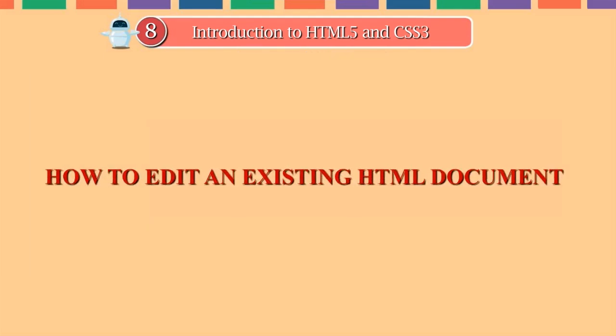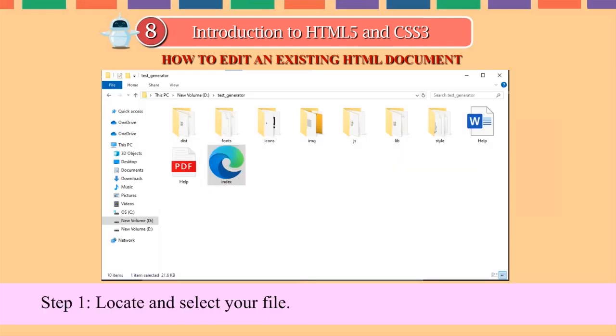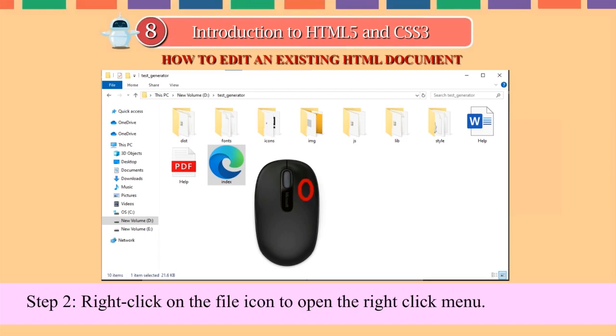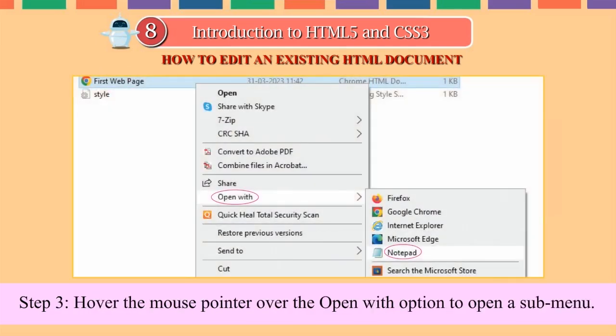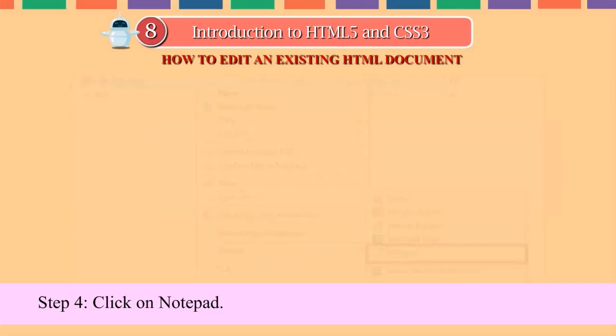background.jpg) }. How to edit an existing HTML document? To edit an existing HTML document, you can follow the steps given below. Step 1. Locate and select your file. Step 2. Right-click on the file icon to open the right-click menu. Step 3. Hover the mouse pointer over the Open with option to open a submenu. Step 4. Click on Notepad.